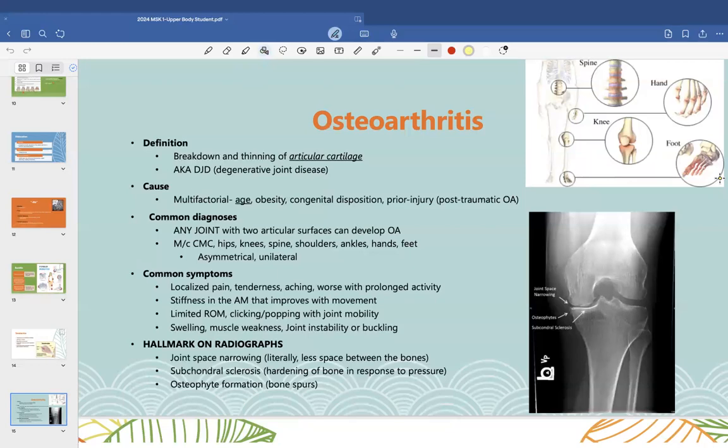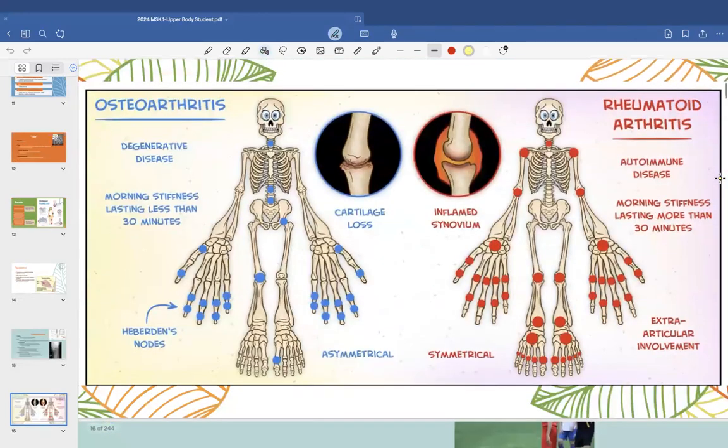You've seen this before. Compare, contrast, the difference between osteoarthritis and rheumatoid arthritis. I would definitely know that before your quiz.